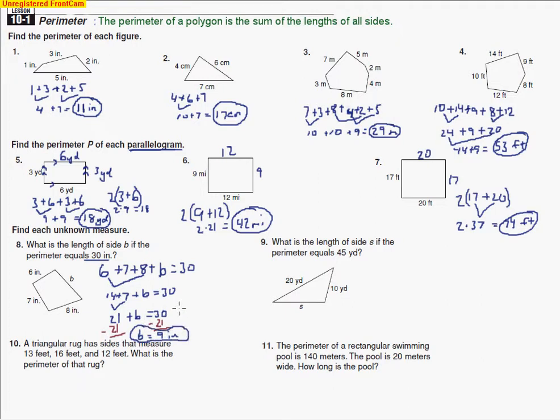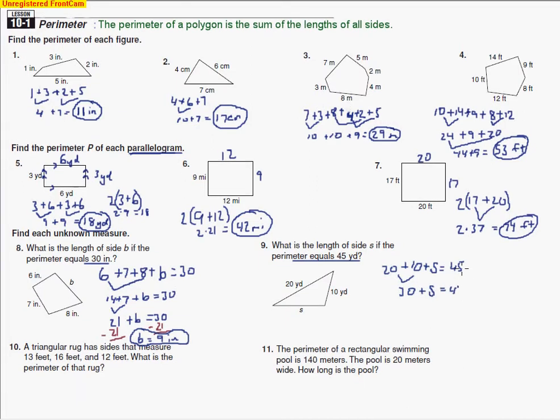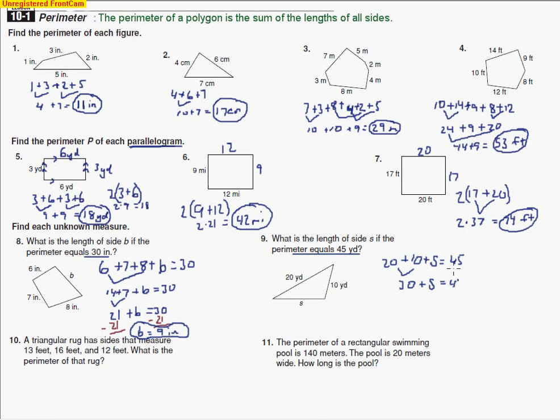Well, taking a look at our next one here. Same sort of thing. We're looking for S, but we know the perimeter equals 45. So you're just going to add up the sides. 20 plus 10 plus S equals 45. If we sum these together, we get 30. So 30 plus S equals 45. So all you're going to have to do is subtract the 30 from the total.